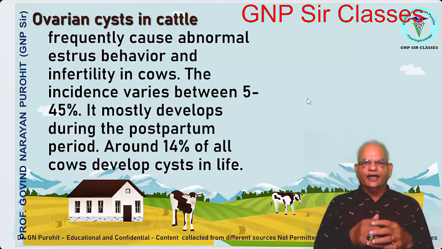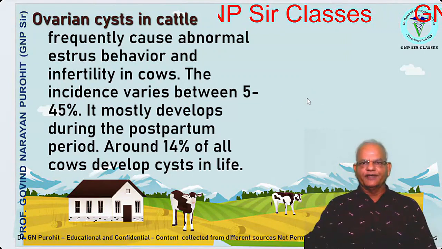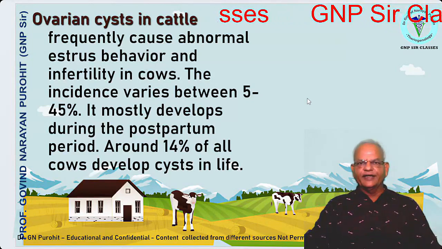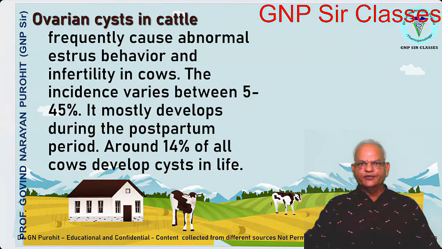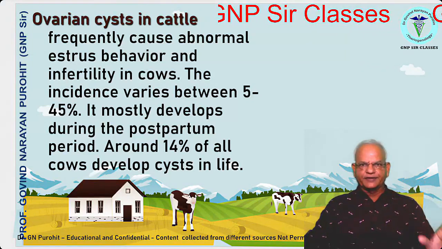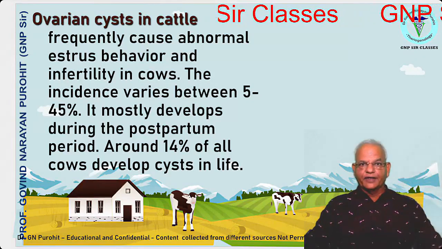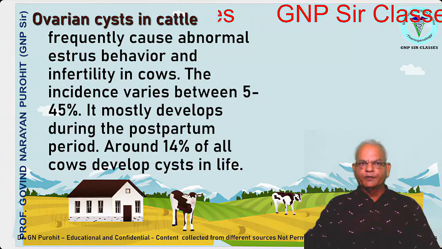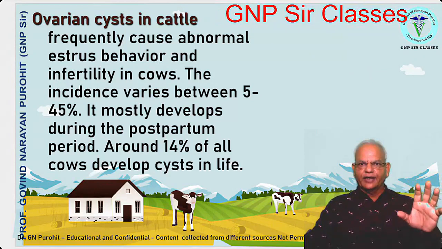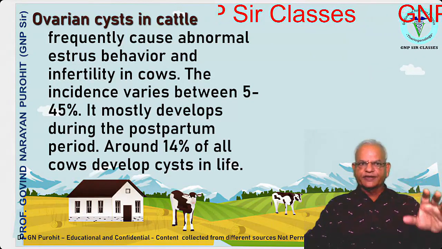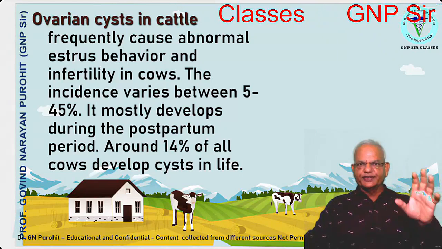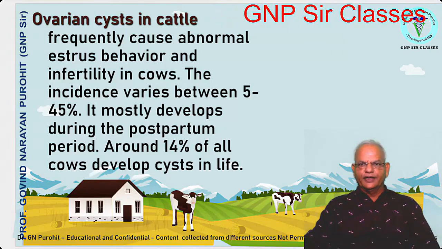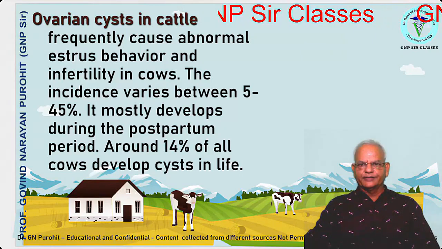Ovarian cysts in dairy cattle frequently cause abnormal estrus behavior, nymphomania, or maybe anestrus, and infertility in dairy cows. The incidence varies between 5 to 45%. So at some places it is very high, and in some breeds there is a genetic predisposition to ovarian cysts. It mostly develops during the postpartum period, and it has been estimated that around 14% of all cows develop cysts during their lifetime. This is particularly for the high producing dairy cows. So, they are a disturbing condition.